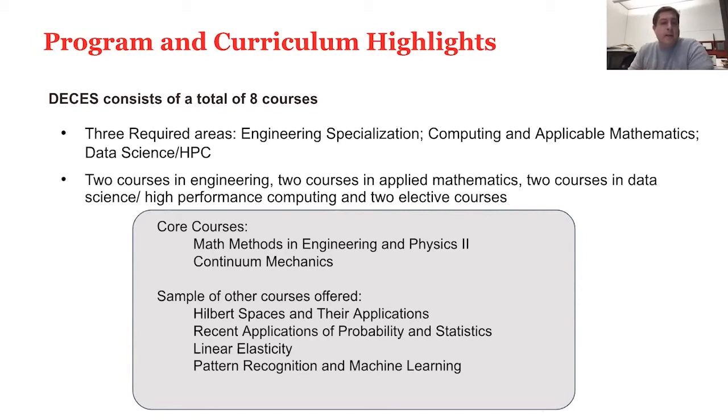And then we have a variety of classes that could fit either in the engineering specialization, computing, or data science area. If you're more mathematically oriented and you want to understand the foundational theory behind finite elements, you would take Hilbert spaces and applications in the Department of Mathematics. If you're interested in data, of course, it's important to understand probability and statistics. If you're interested in things like solid mechanics, you take classes in linear elasticity or fracture. If you're interested in AI methods and algorithms, you would take a course on pattern recognition and machine learning.